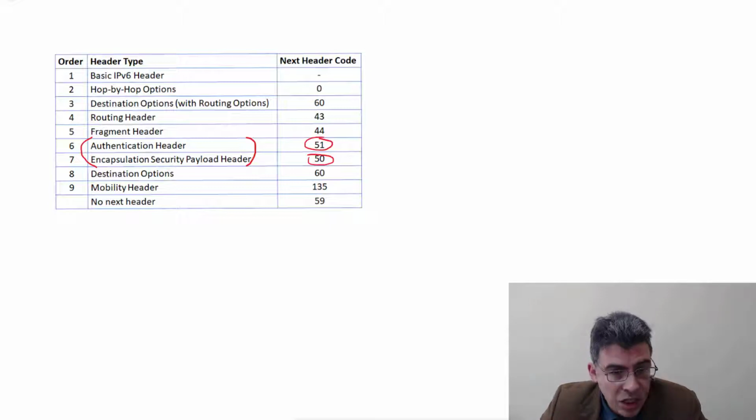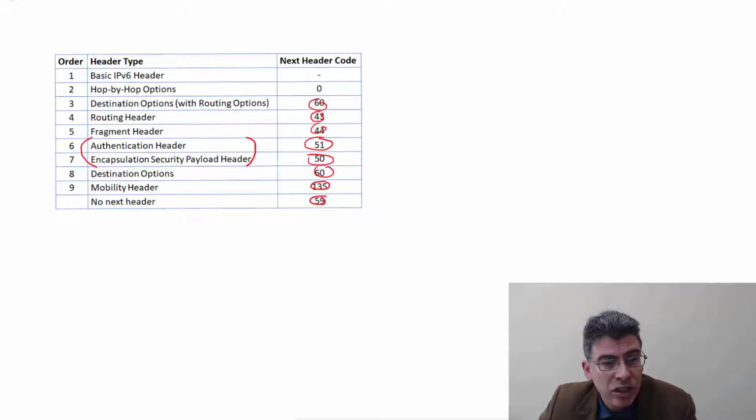Now we can see here additional headers that are available with header codes for routing, for destination options, for fragments, for additional destination options, for mobility, which is a very important part, which has to do with smartphones and devices that go from network to network. Or if there's no additional header, no next header, then the code is 59, stating that that's the end of all of the extension headers that are there.